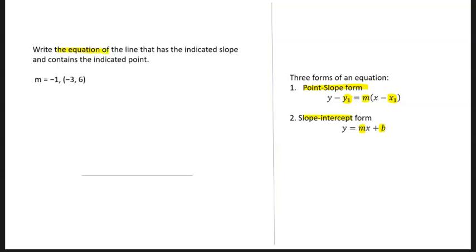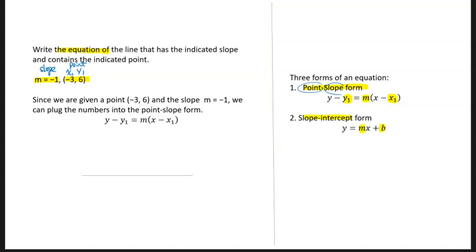In this case, notice that we're given the slope. We're also given a point, so I'm going to label this as (x1, y1). We have a point and we also have a slope, so we can apply the point-slope form directly. We write down the formula: y minus y1 equals m times (x minus x1). And all we have to do is plug in the numbers.